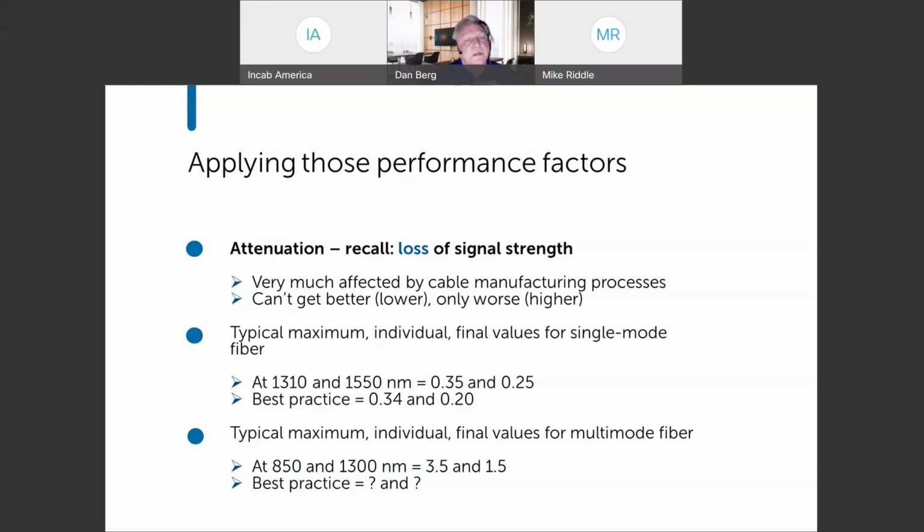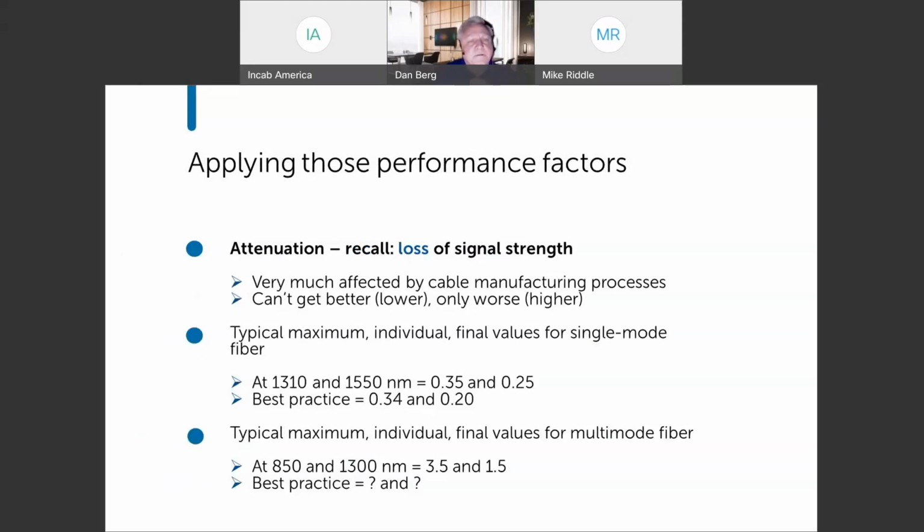When we get an optical fiber at the plant or for production, it generally comes in, or it's specified to come in, at 0.35 dB per kilometer at 1310 and 0.25 dB per kilometer at 1550. Typically, if you're putting it in a cable correctly and you're not stressing the fiber, you're going to get a value as cabled of about 0.34 and about 0.20 at 1310 and 1550 respectively. For multi-mode, it's a little bit higher, obviously, because of the Rayleigh scattering.